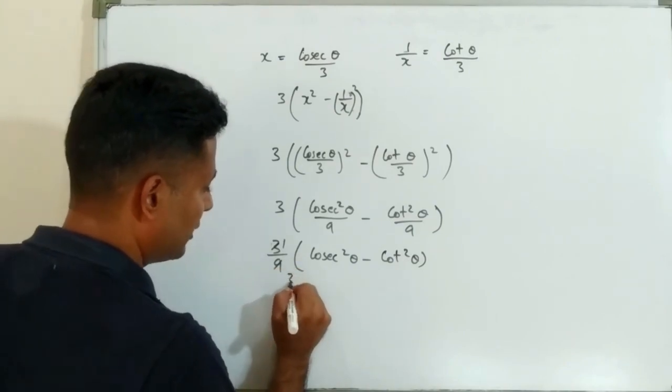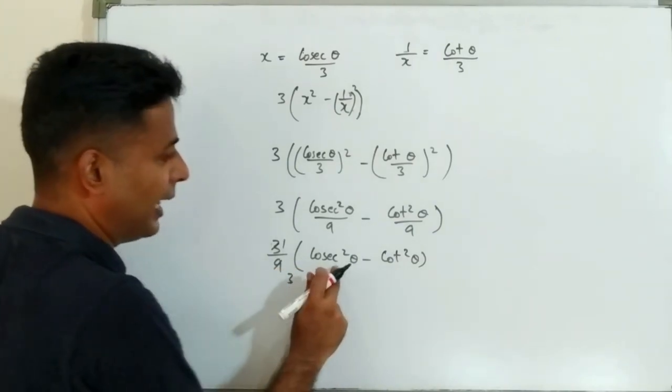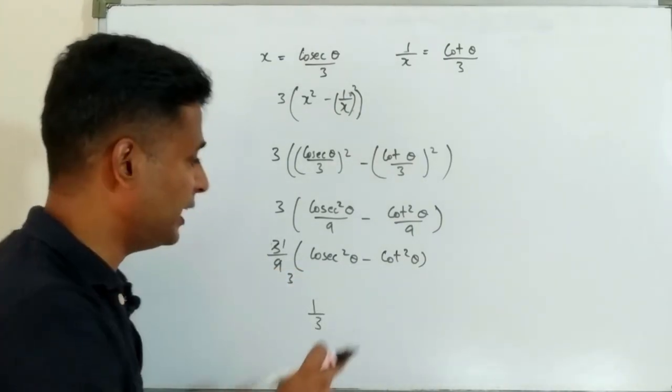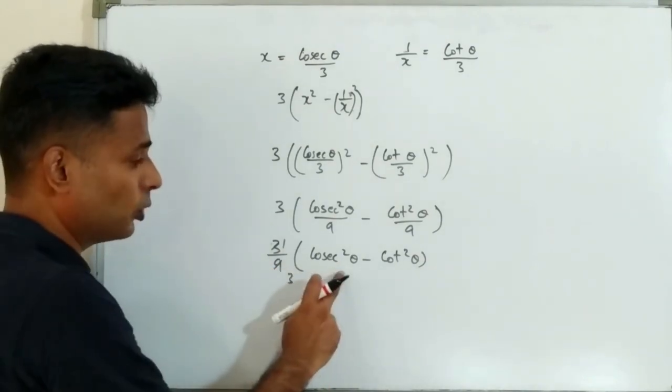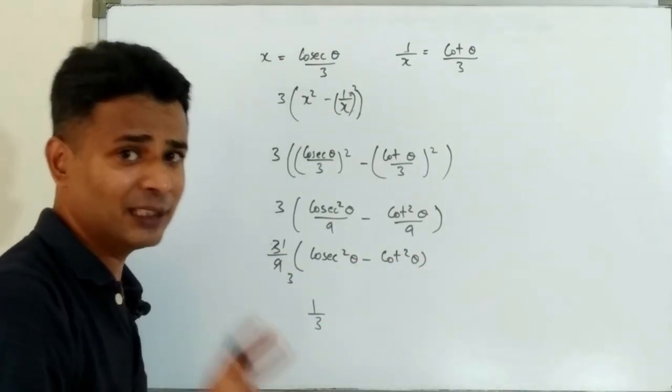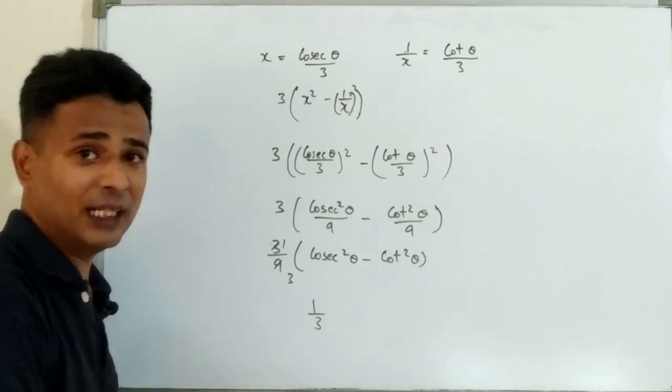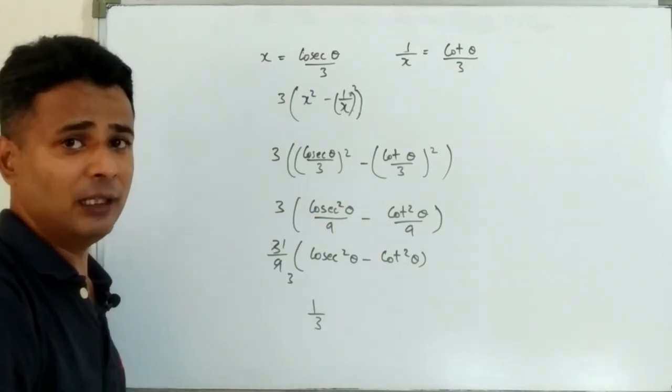So 3 ones are 3, 3 threes are 9, so we get 1 by 3, and if you remember, 1 plus cot square theta is cosec square theta, which means cosec square theta minus cot square theta is 1, which means 1 by 3 into 1, so the answer is 1 by 3.